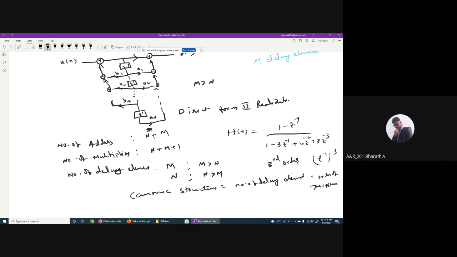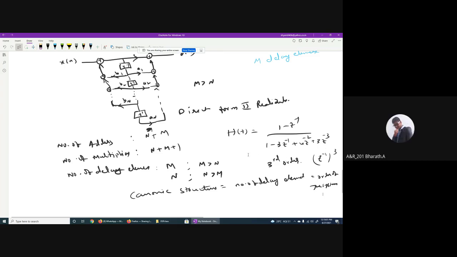Sir, can you tell how you get the number of multipliers? Okay, the coefficients a0 to an. You have to multiply a0, a1, a2, up to an. So a0 to an, how many multiplications? n plus 1. Whereas coming to the feedback, only b1 to bn. The number of a's and b's are important. They are called coefficients. Is that clear?